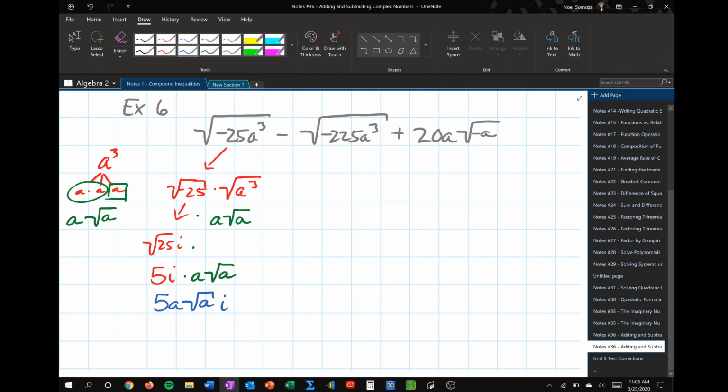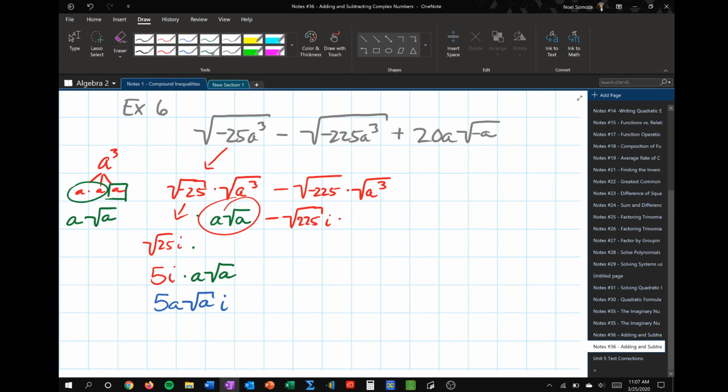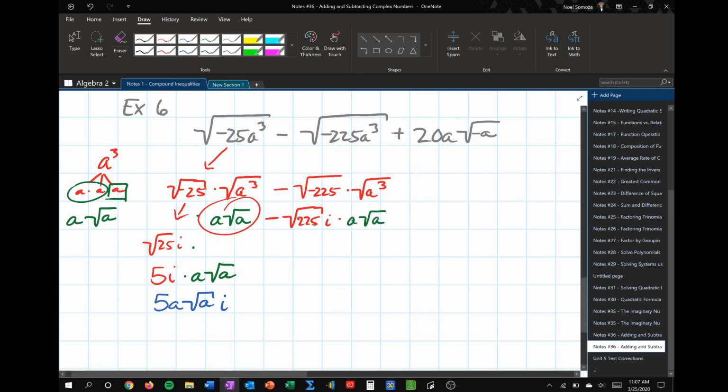Okay, now let's move on to the next part. So now we have a minus square root of, and I'm going to break this up into negative 225 times the root of a to the third. Minus here, that'll be the square root of 225i. And we already know what the square root of a to the third is going to be. It's the same as what we already got before. So we can go ahead and just drop a root a.